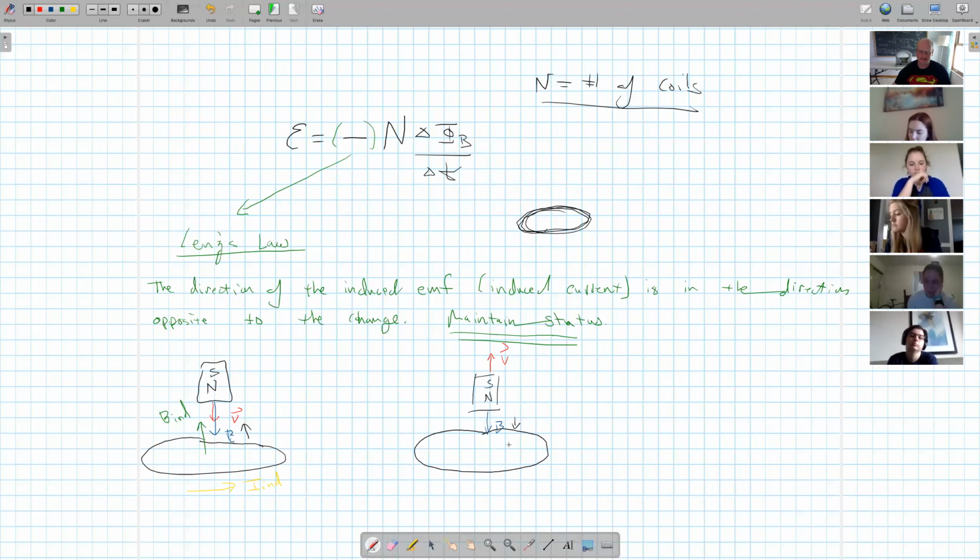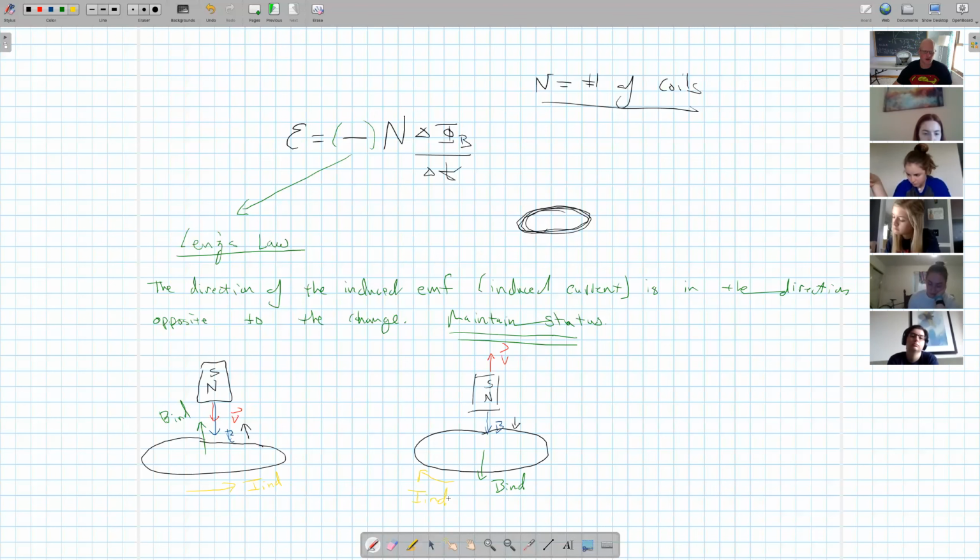So since this one is decreasing with time, this then wants to induce its own magnetic field in the same direction. So this can be the direction of B induced, which means we'd curl our fingers in the opposite direction to have our thumb point downward, which means that the current in this case would have to be in this direction. Okay. So this is the interpretation of that negative sign.